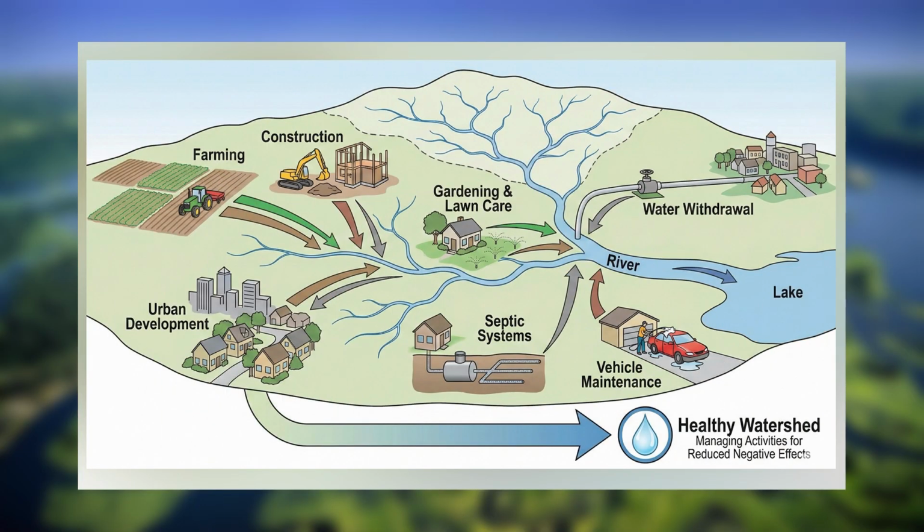Actions such as farming, construction, urban development, gardening, use of septic systems, water withdrawal, and even vehicle maintenance can affect water quality and the overall health of the watershed. Managing a watershed helps us identify these activities and suggest better ways to reduce their negative effects.